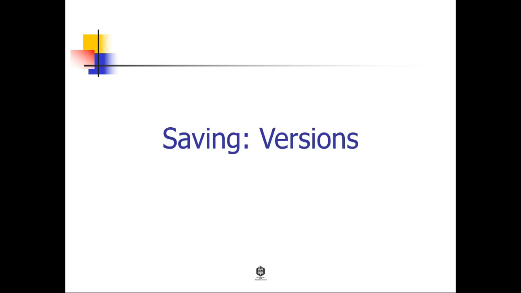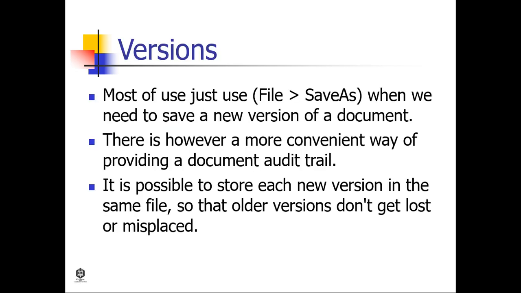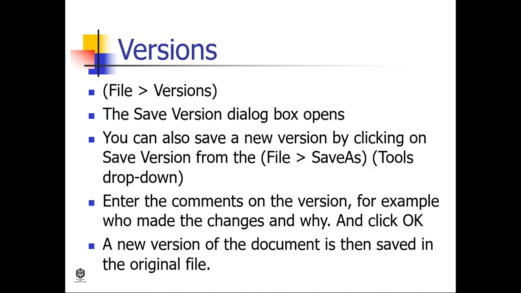Let's talk about saving in terms of versions. Most of us just use File, then Save As when we need to save a new version of a document. There is, however, a more convenient way of providing a document audit trail. It is possible to store each new version in the same file, so that older versions don't get lost or misplaced. For example, File, then Versions.